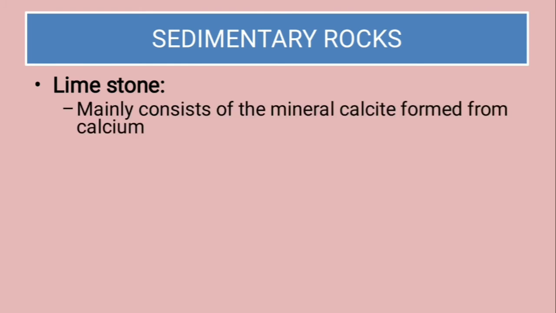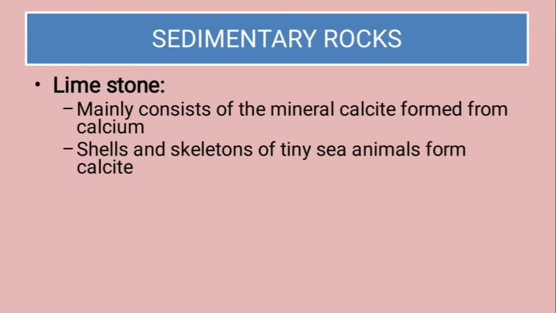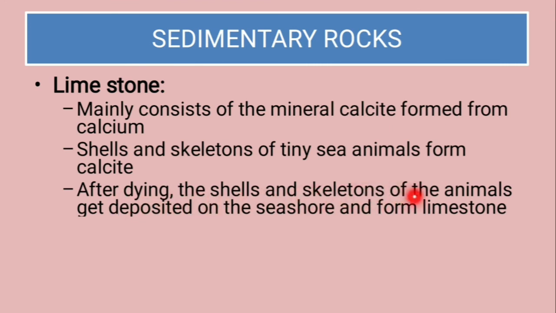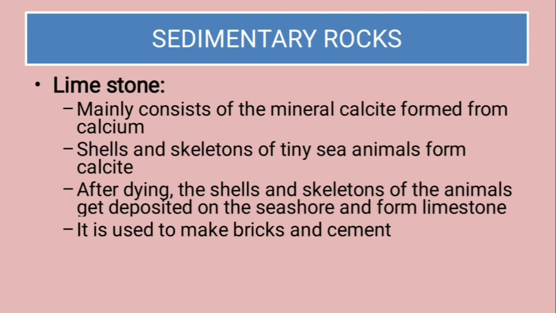Then comes limestone. It mainly consists of mineral calcite formed from calcium. Shells and skeletons of tiny sea animals form calcite. After dying, the shells and the skeletons of the animals get deposited on the seashore and form limestone. So, this is how limestone forms. It is used to make bricks and cement. So, the use for humans of limestone is that it is used to make bricks and cements.